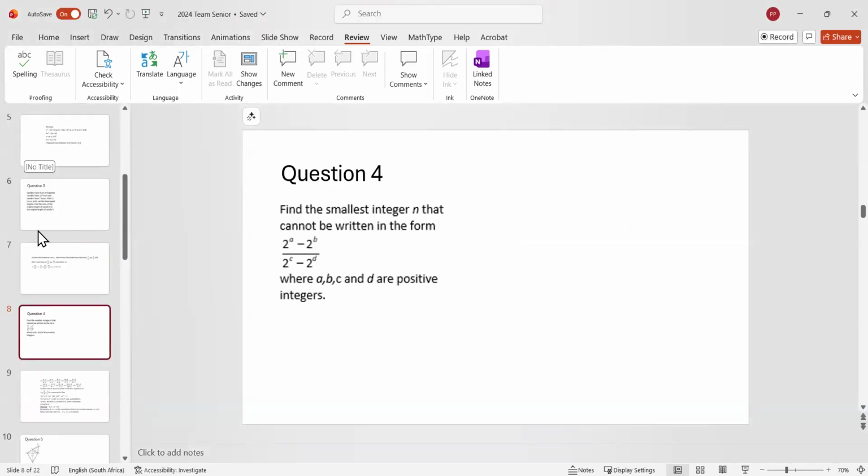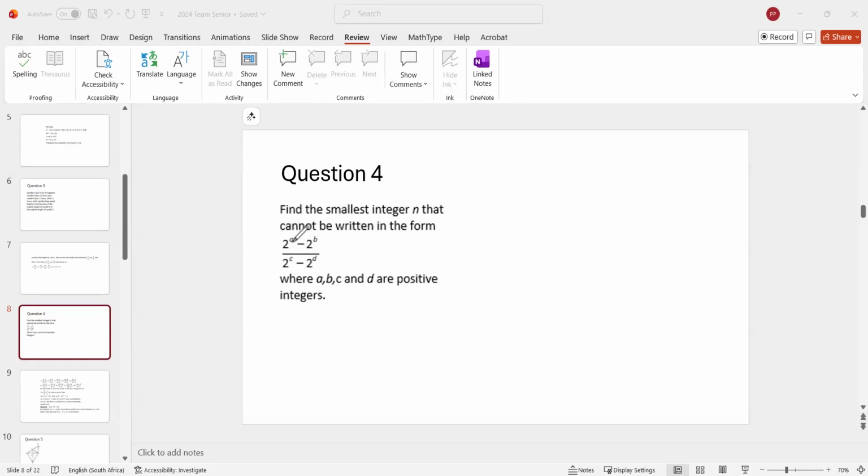Question 4. Find the smallest integer n that cannot be written in the form like this, where a, b, and c are positive integers. So all these are positive integers. So none of them is equal to 1, right? Because they're all positive.